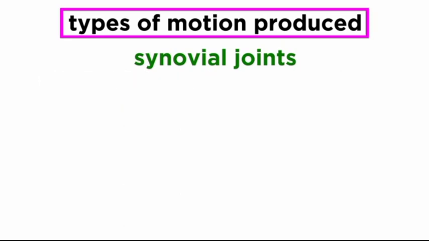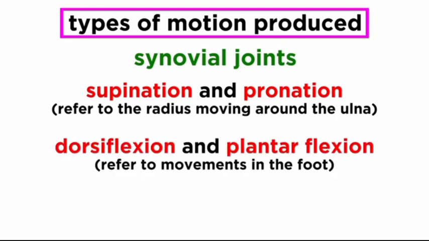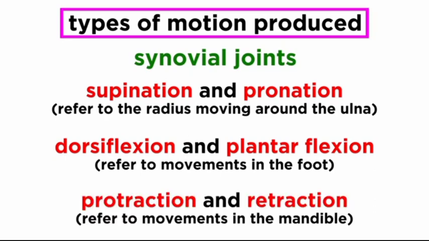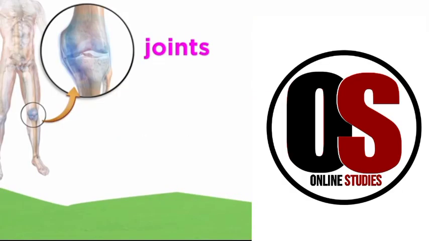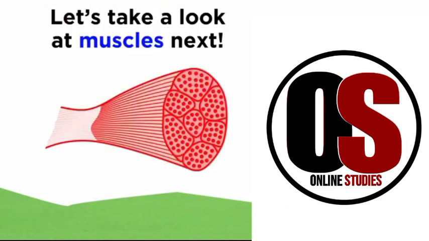Beyond this are some special movements that don't fit into these categories, like supination and pronation, which has to do with the radius moving around the ulna in the forearm, dorsiflexion and plantar flexion in the foot, as well as protraction and retraction of the mandible, among others. There is much more we could say about each individual joint, but since we have the basics covered, that completes our introduction to the skeletal system. Now we are ready to learn about the muscles that are attached to these bones and joints, which will give us a much better understanding of how the human body works.